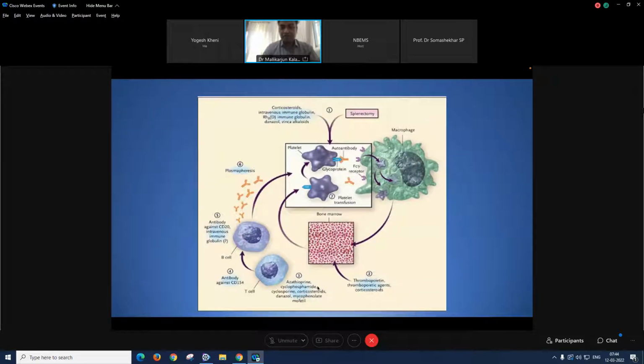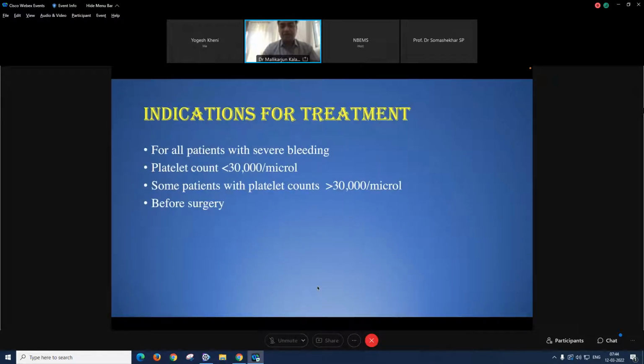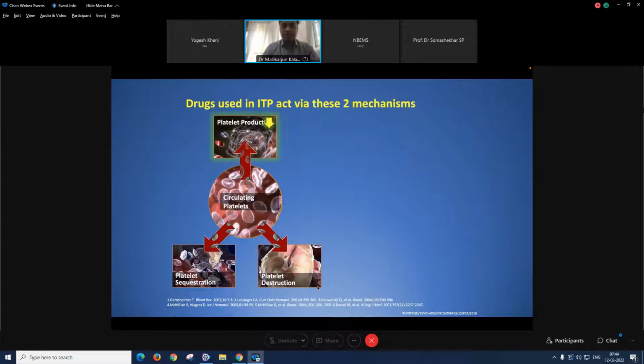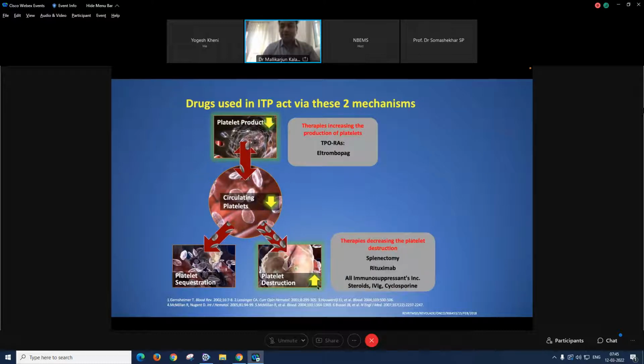which tells us that the bone marrow is actually producing more platelets, but they are being destroyed in the peripheral circulation. So there are various ways of treating it, but again, we only treat patients who have bleeding symptoms or whose platelet count is less than 30,000. If the patient doesn't need a surgery, or if the platelet count is more than 30, such a patient does not need any treatment. And again, there are various ways of treating it. You try and increase the platelet production, and the commonly used agents are thrombopoietin analogs in this, and then you try and reduce the antibody-mediated destruction, and commonly we use steroids, splenectomy, rituximab, intravenous immunoglobulin for this.